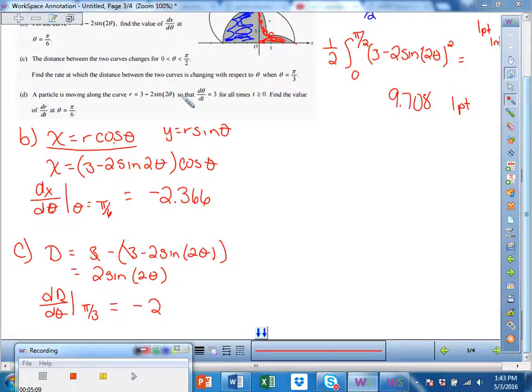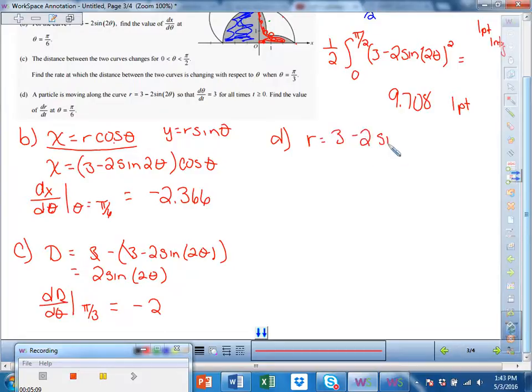And the last one is a particle is moving along the curve so that d theta dt is equal to 3. Find the value of dr dt. That's once again an applications of derivatives problem, because what are they asking you to do? Take the derivative how? Implicitly. So you have to remember to use chain rule here. So for this, we get r is equal to 3 minus 2 sine 2 theta. The derivative of this with respect to t, the derivative of 3 is 0, so this would be negative 4. Is that right? Cosine 2 theta, and what else do I need? D theta dt.